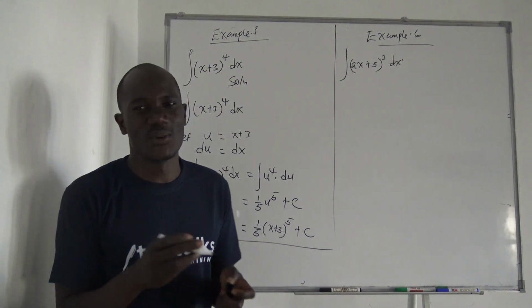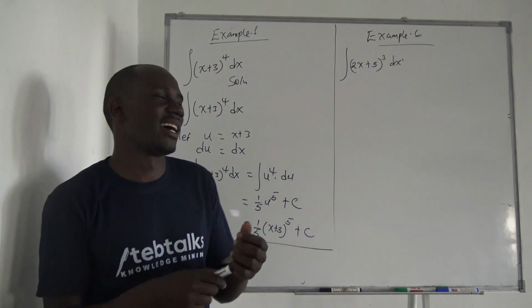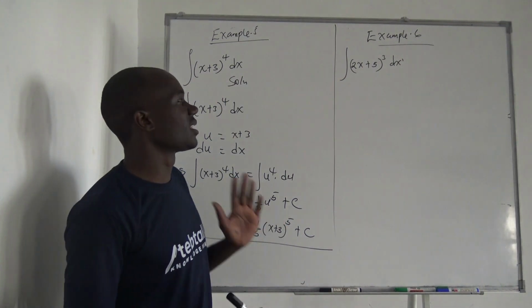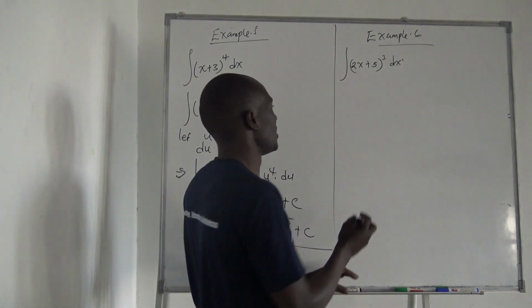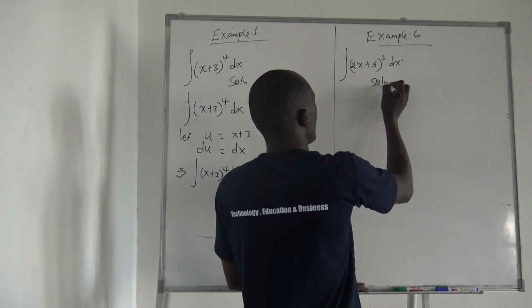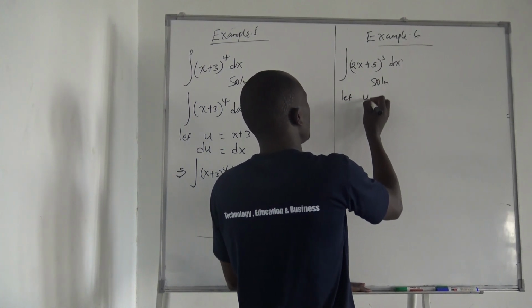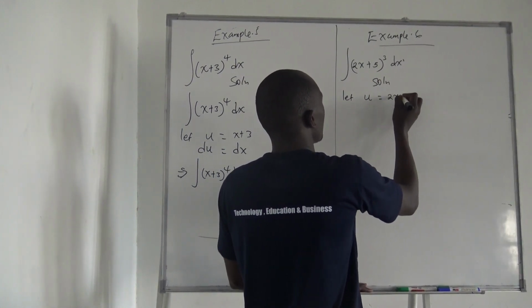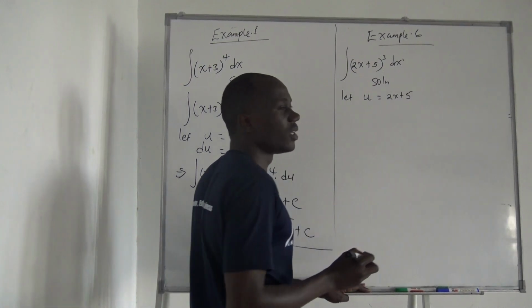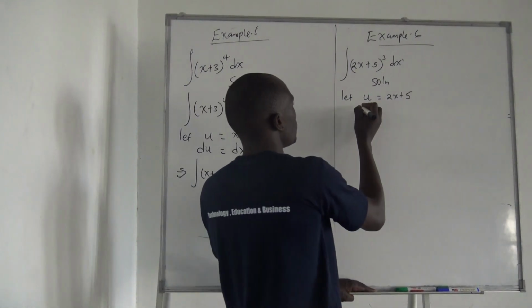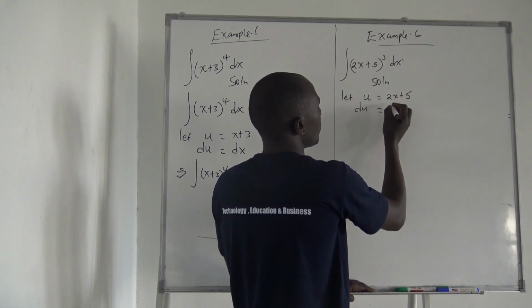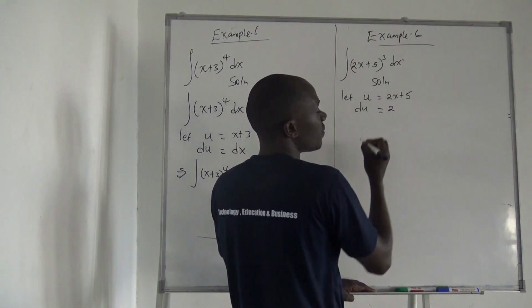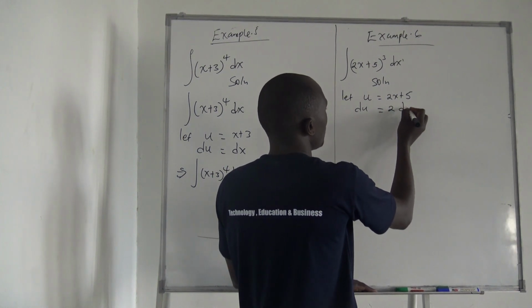So how do we handle such a kind of expression? The same story. You let u be the expression which is inside, which is taking the bigger power. We are going to say let u equals 2x + 5. So can we differentiate? When we differentiate u, we get du. Du equals, when we differentiate 2x, you're getting 2. When we differentiate 5, you're getting 0, so it remains dx.